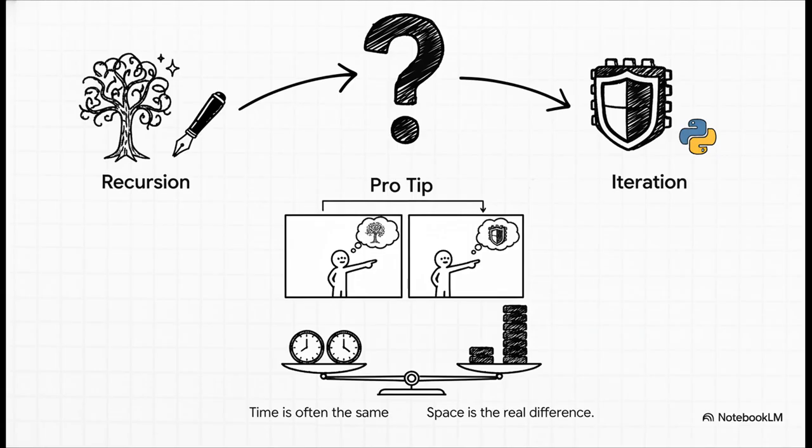Now here's the pro move for the interview. You write this simple, elegant recursive solution first. Then you turn to the interviewer and say, this is clean, but I'm aware it uses O of n stack space. To optimize for memory, I can rewrite this as an iterative solution. That shows mastery. Just always remember the golden rule. The time it takes is usually the same. The real battle is fought over space.